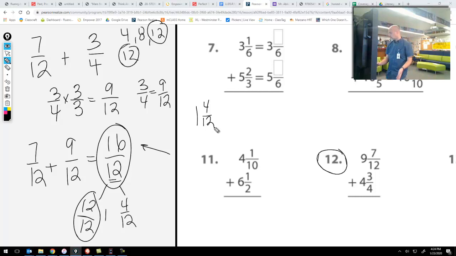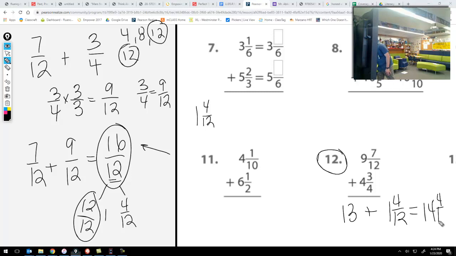Now all we have to do is go about adding in our whole numbers. They're over here. I should have put that over here. I have 1 and 4/12. I have 9 plus 4. 9 plus 4 is 13. And I'm going to add that to my 1 and 4/12. Once again, add the whole numbers up. Do the same thing again. And I'm going to get 14 and 4/12.